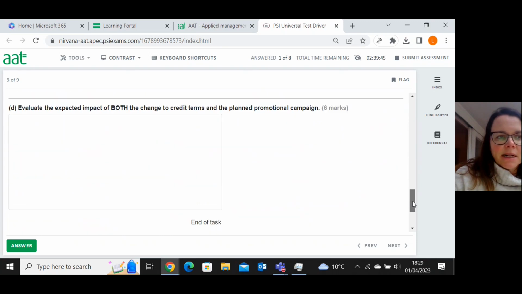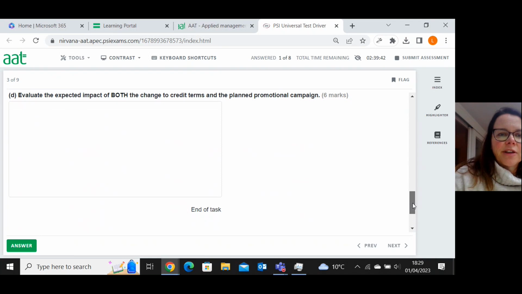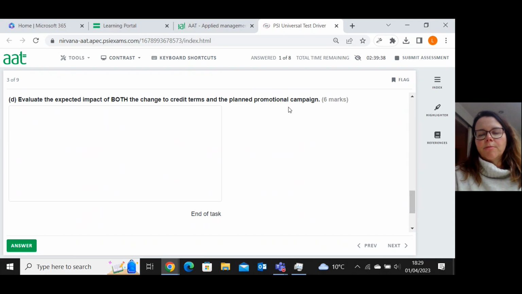But then we come to part D, 6 marks. Evaluate the expected impact of both the change in credit terms and the planned promotional campaign. Right, so 6 marks. If we look at the mark scheme, it says to get 4 to 6 marks, the highest band, a minimum of 3 areas identified. I think they've just cut and pasted that from the previous one, because there aren't 3 areas here. You've got to talk about the credit terms and the planned promotional campaign.